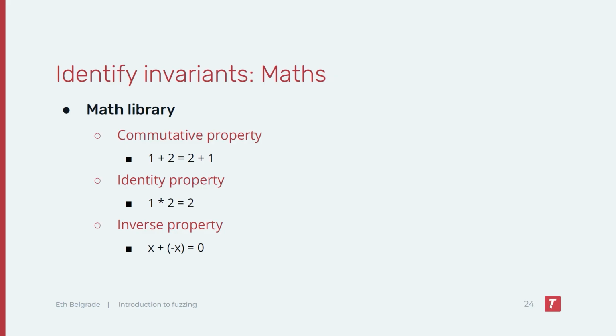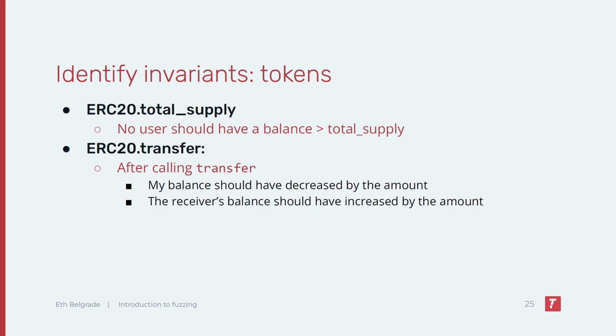To give you a couple of traditional examples of invariants, to give you some insight. If you have an arithmetic library, a math library, you can use some of the common properties that you have seen when you were learning about arithmetic: commutative, identity, inverse.